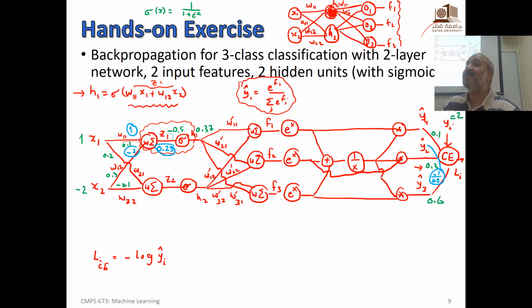How about y1 hat? 0, because the loss doesn't depend on y1 hat. So the local derivative for y1 hat is 0. The local derivative for y3 hat is 0 also. Is that clear? Because it's minus log of this value only, because the label is 2, so the correct label is 2. The loss doesn't depend on the other values, so the gradient for those will be 0. One more thing before we finish. Any question up to this point?